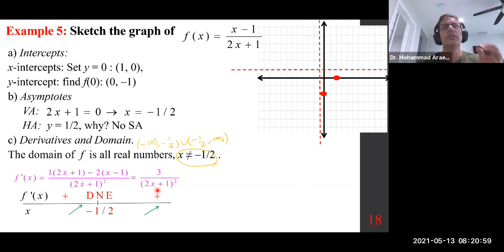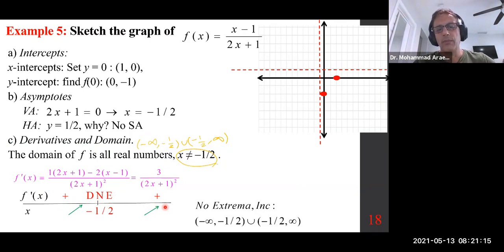So it's important to understand that because it's increasing here, we don't have any extrema, because the extrema happens when there is a change. So no extrema. The way we write this, from negative infinity to negative 1/2 union negative 1/2 to infinity, basically what I wrote here, okay? It's increasing everywhere, but you can't say from negative to positive infinity because there is a break.